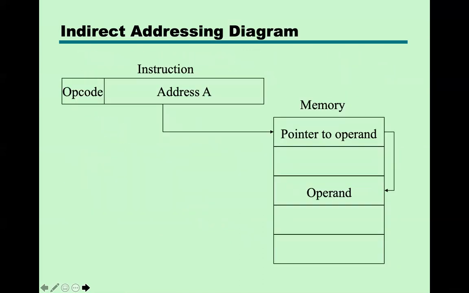In the indirect addressing mode, we specify the address in an indirect way. Here this is the operation code, suppose add. In the previous example also I took add only.